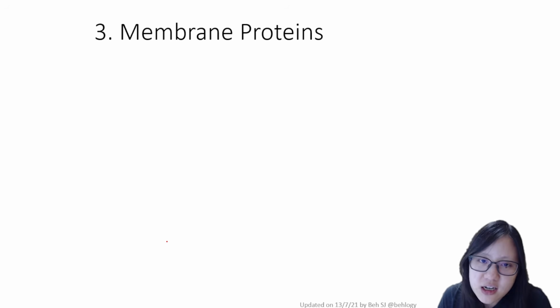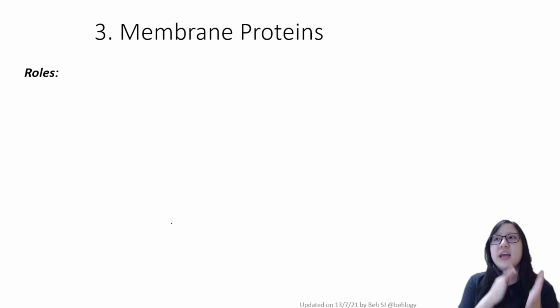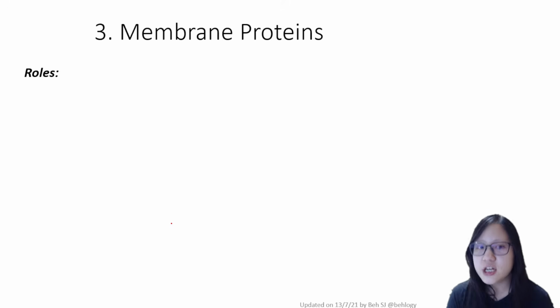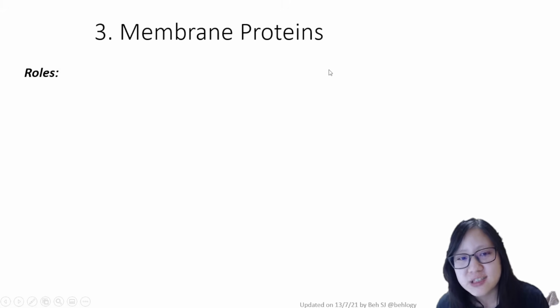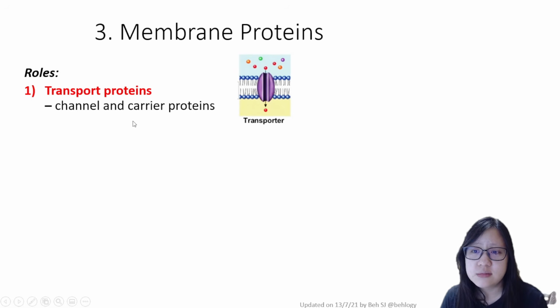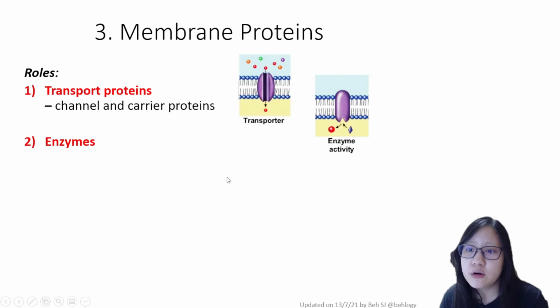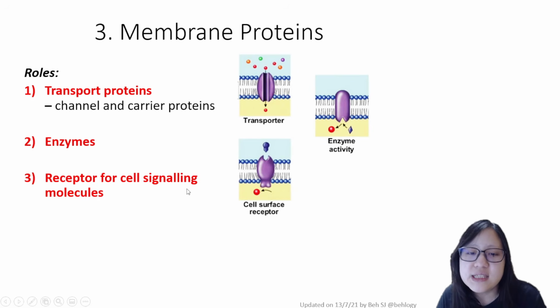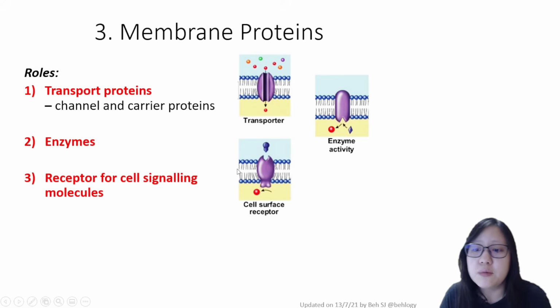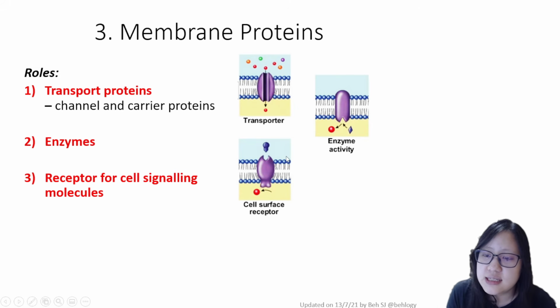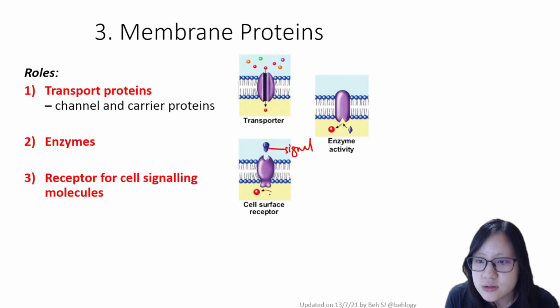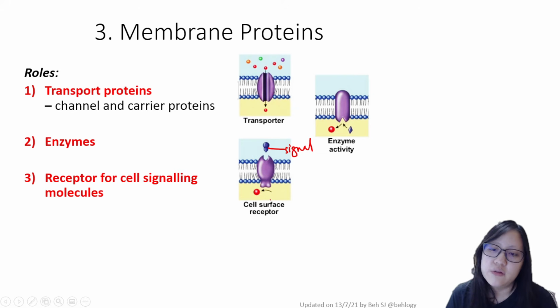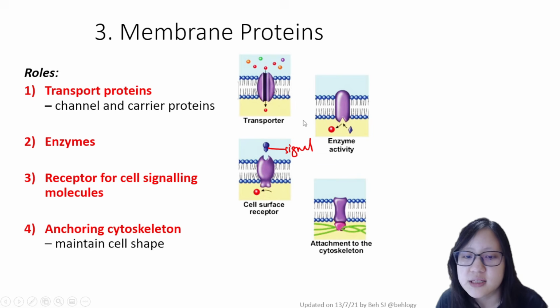Okay, so that is channel and carrier proteins, and both of them are transport proteins at the membrane. However, not all membrane proteins are transport proteins. There are transport proteins, but there are also certain membrane proteins that are just enzymes. There are membrane proteins that are receptors for signaling molecules. So you can see the signal molecule here, and this binds to the receptor, which then results in some kind of process that happens.